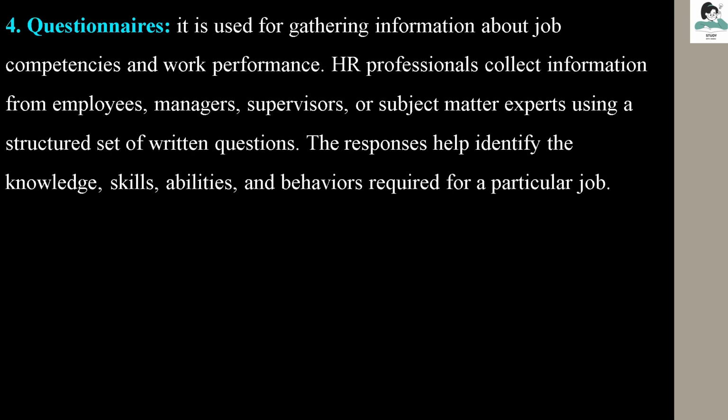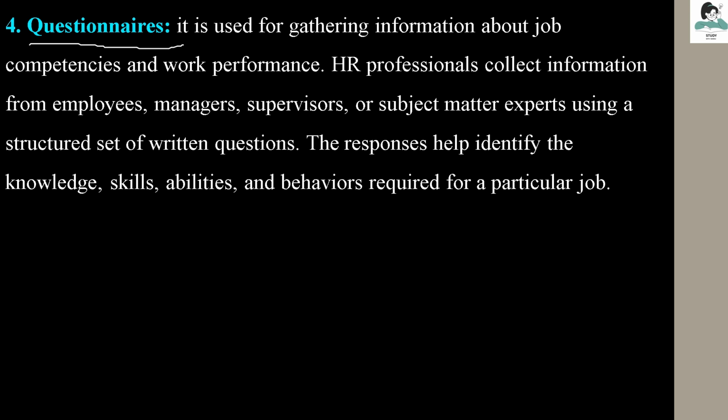Now let's discuss another method of competency mapping, which is the questionnaire. So what is a questionnaire? A list of questions. Instead of interviewing people one by one, HR gives a questionnaire to complete at their own convenience. This makes it easier to collect information from a large number of people.